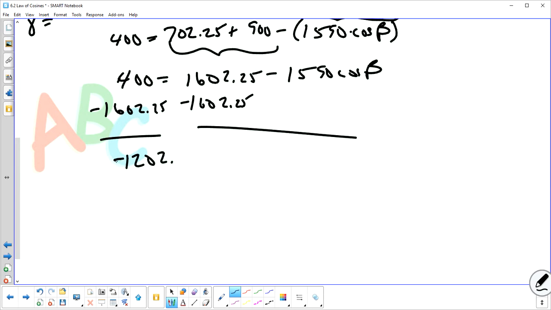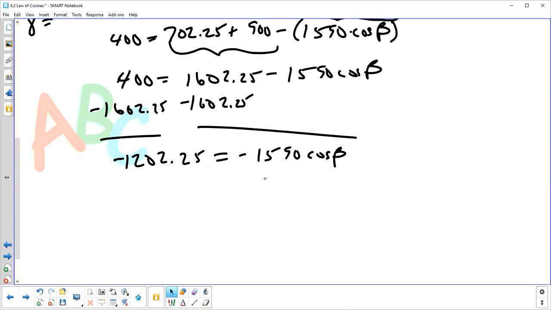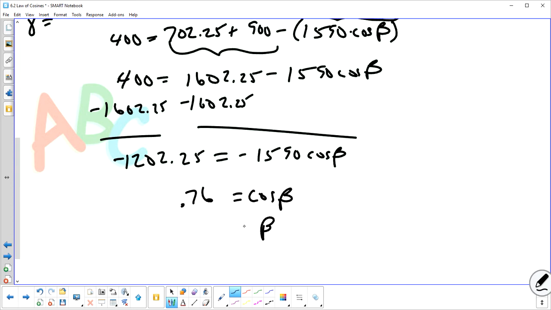That's okay. I'm going to have negative 1,212.25, and that's going to equal negative 1,590 cosine beta. Now I can get rid of this number by dividing both sides by that. So cosine beta is going to be equal to about 0.76, and here I have to do arc cosine or inverse cosine. That's going to give me a beta value of 40.5 degrees.